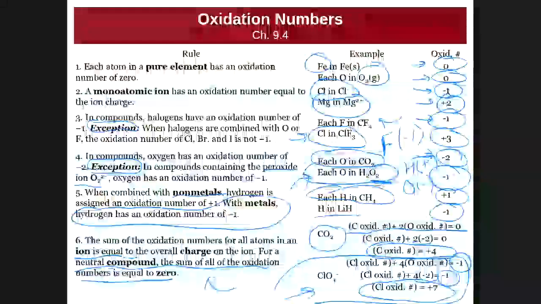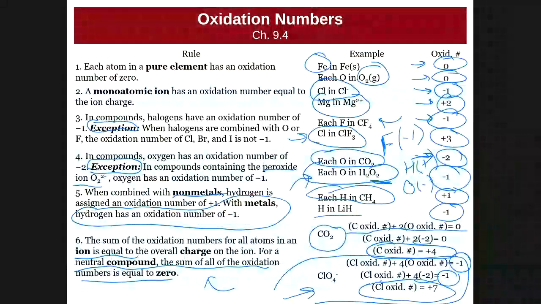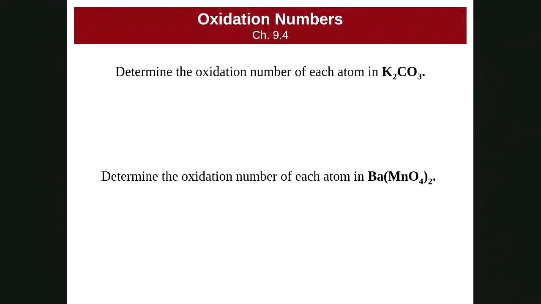And you'll see very often that that is the case because carbon is in group 4A, but don't always count on it. It's better to calculate it from the sum of the oxidation numbers for a compound. All right, so let's practice. We want to determine the oxidation number for each atom in potassium carbonate.